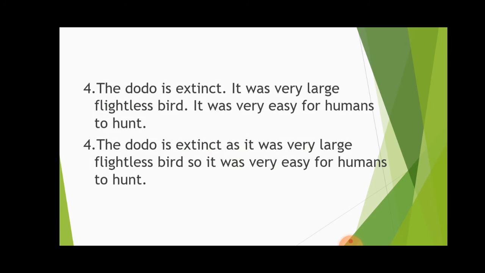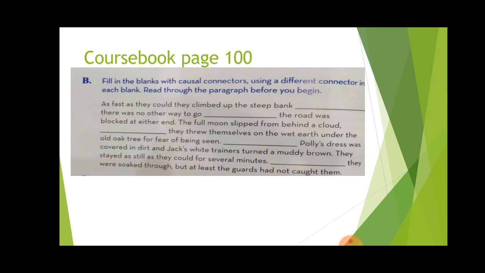So, now we come to exercise C, that is, fill in the blanks with causal connectors using different connectors in each blank. Read through the paragraph before you begin. As fast as they could, they climbed up the steep bank. Dash, there was no other way to go. Dash, the road was blocked at either end.